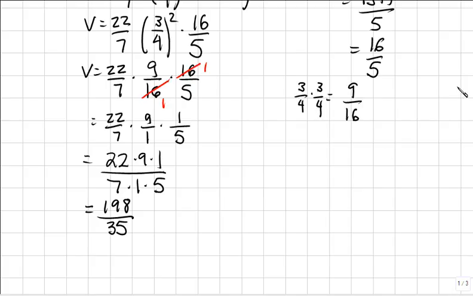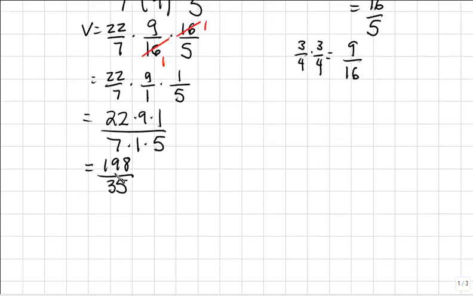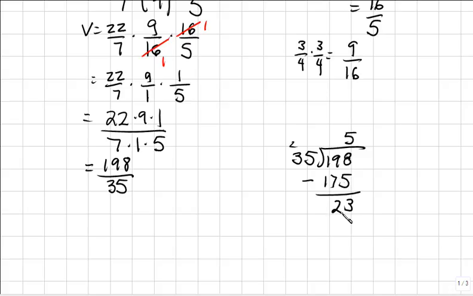So, since our problem contained a mixed number of 3 1/5 yards, let's convert our improper fraction answer back to yards, or back to a mixed number. To do this, we'll divide 35 into 198. So the most number of times 35 divides into 198 is 5 times. 5 times 5 is 25, carry the 2. 5 times 3 is 15, and 2 more is 17. So subtracting, 8 minus 5 is 3, and 9 minus 7 is 2. So we have 23 over 35 as a remaining fraction.